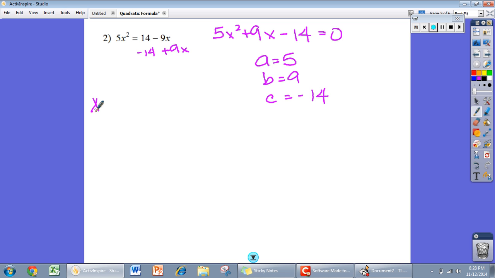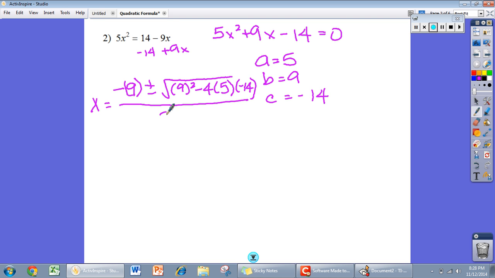Okay? So let's do our formula. X equals a negative b. So negative 9 plus or minus square root b squared minus 4 times a of 5 and c of a negative 14 all over 2a. Okay, so now that we've plugged everything in, we're going to go ahead and start simplifying and see what we end up with.